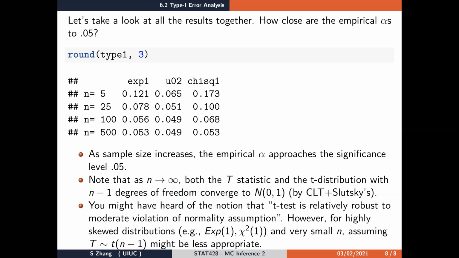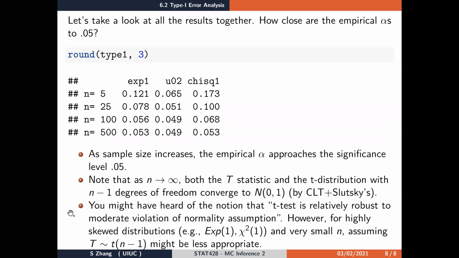One thing you should note is that as the sample size goes to infinity, we have the central limit theorem and the Slutsky theorem, which tells us that both the t statistic and the t distribution with n-1 degrees of freedom should converge in distribution to normal 0, 1.